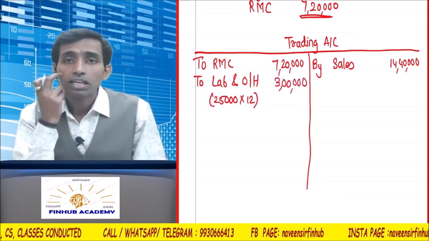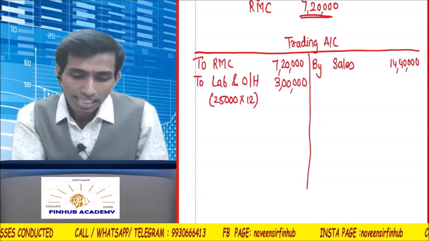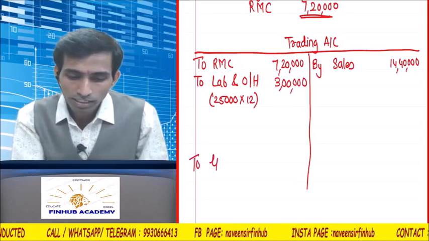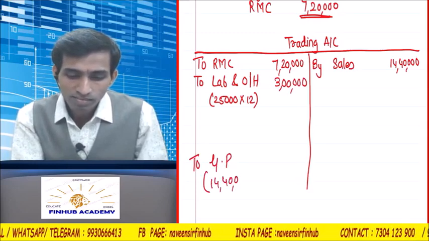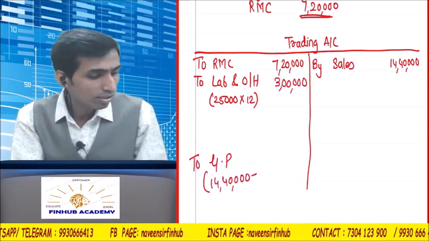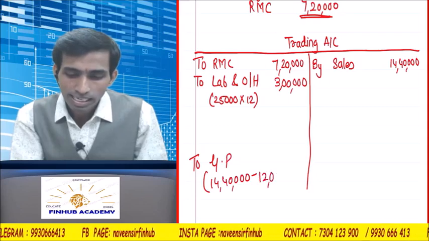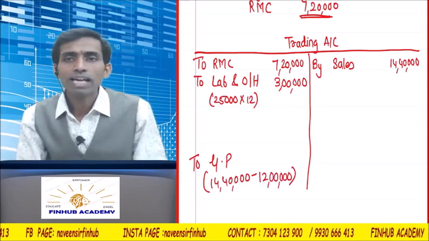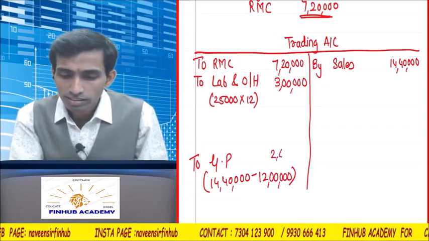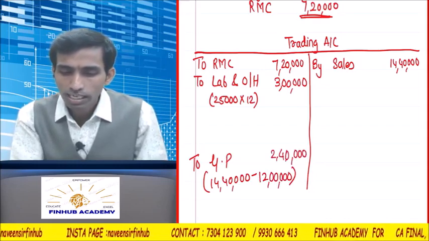Okay, done. Listen, I can calculate gross profit. How can I calculate gross profit? Sales is 14 lakh 40,000. Cost of production is how much? 12 lakhs. So my gross profit is how much? 2 lakh 40,000. This is my gross profit, 2 lakh 40,000.